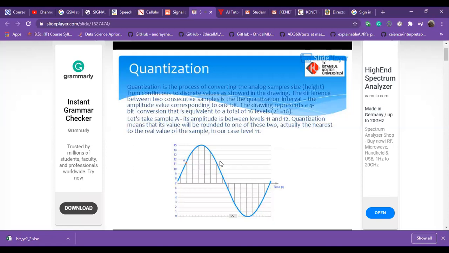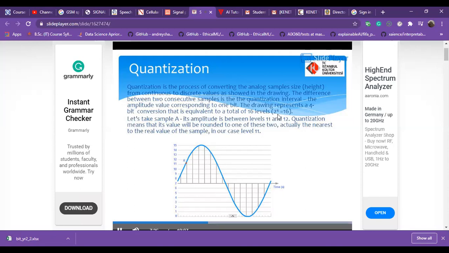Quantization. Quantization is the process of converting the analog sample's size, height, from continuous to discrete values, as shown in the drawing. The difference between two consecutive samples is the quantization interval, the amplitude value corresponding to one bit. The drawing represents a 4-bit conversion that is equivalent to a total of 16 levels, 2^4 equals 16.